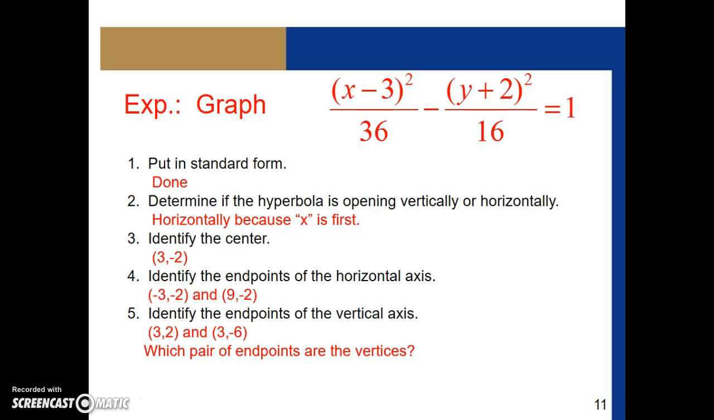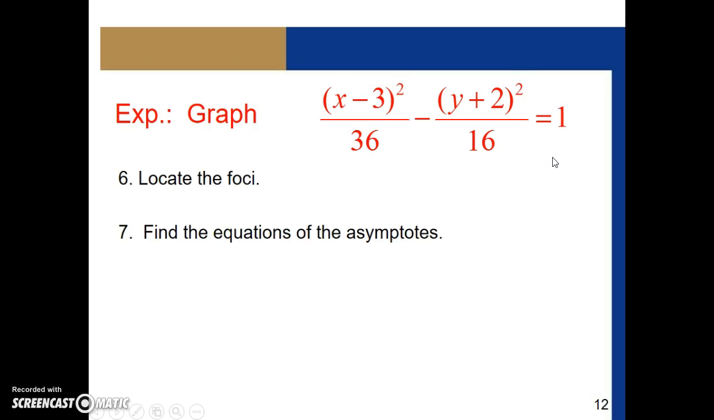And it turns out that one of these sets of points is actually the vertices of this hyperbola, and the vertices will lie on the transverse axis or the major axis. So these 2 points right here that are on the horizontal axis, since our transverse axis is horizontal, will wind up being the vertices of this hyperbola. Next, we need to locate the foci, which means we have to find c. Remember, c squared is a squared plus b squared, and so a squared plus b squared looks like 52, and so c simplifies to 2 square roots of 13.